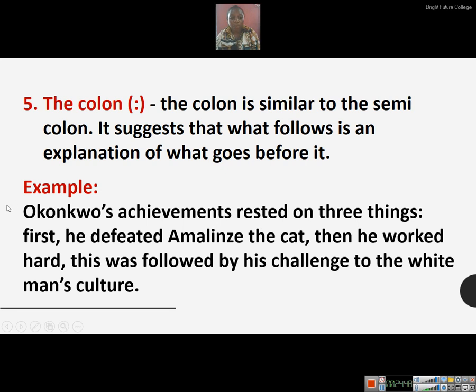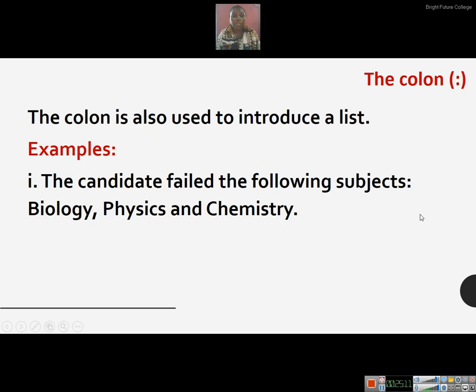This came first: Okonkwo's achievements rested on three things. And then what follows is, he defeated Amalinze the cat, then he worked hard, and then this was followed by his challenge to the white man's culture. So when you try to list out things to explain what you have written before, you use the colon. The colon is also used to introduce a list, like I said, when you are listing out things.